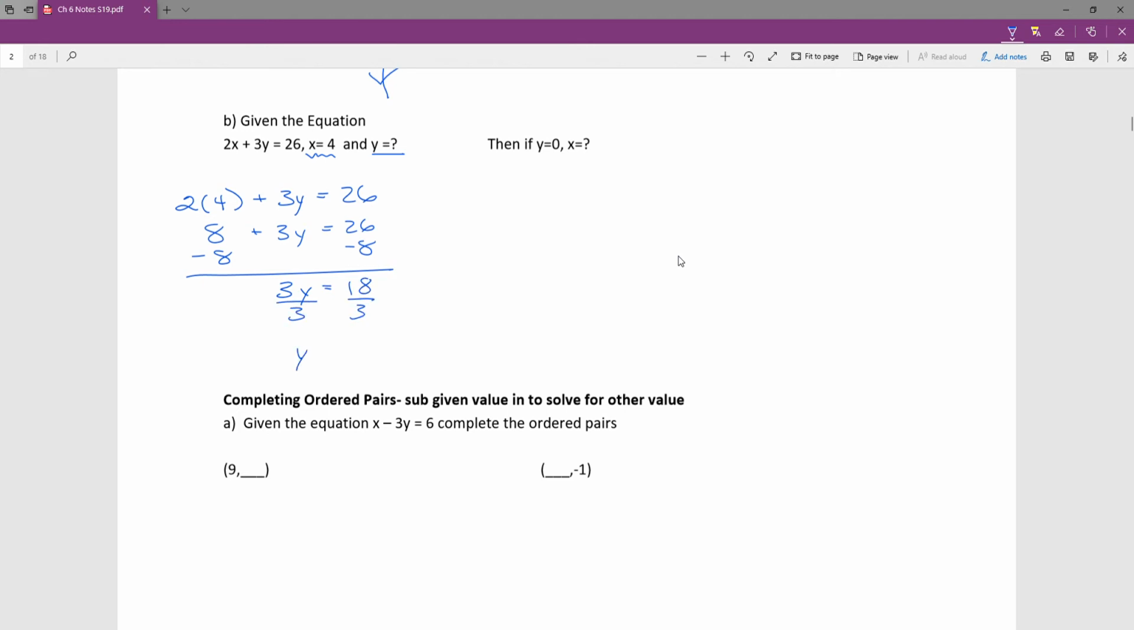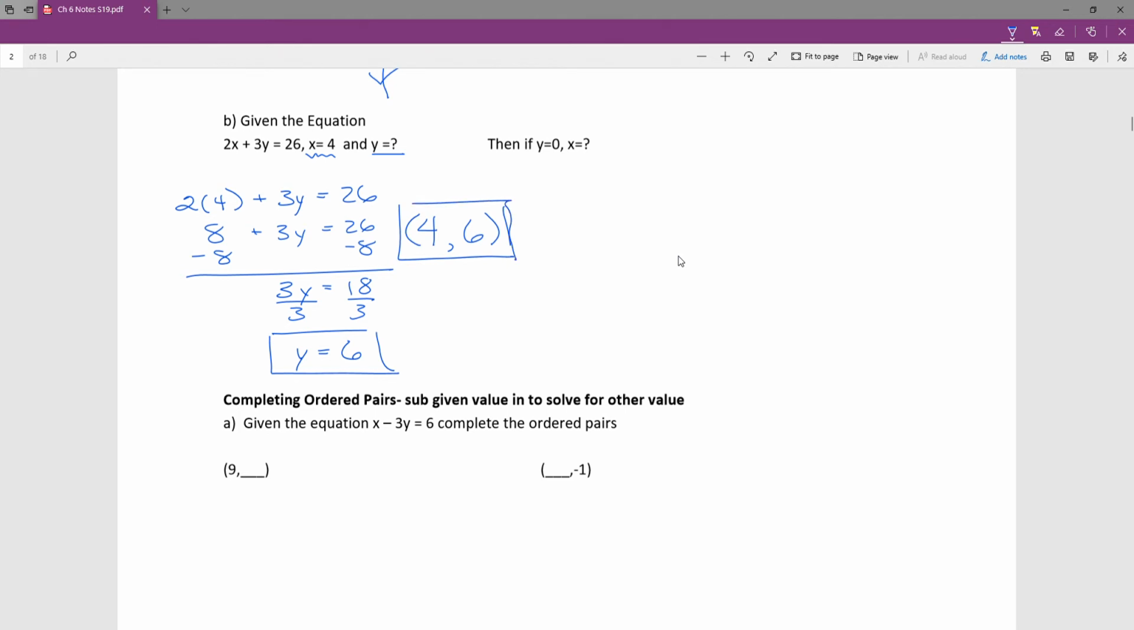It's the same mechanics of solving like we did back in chapter 2. And again with this one, I should give my answer as an ordered pair. I put the box around y equals 6 because it does, but my ordered pair would be 4 and 6. That is the full solution to this linear equation.